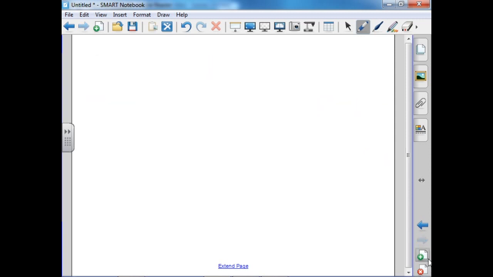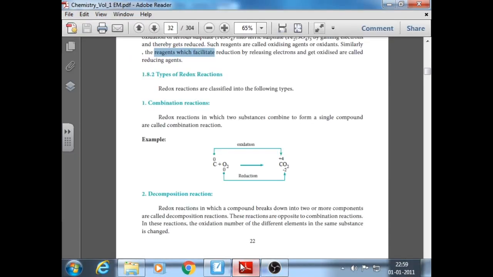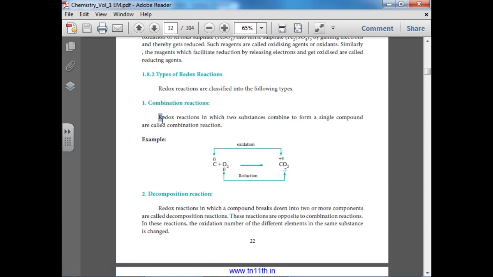The first one is combination. A combination is a redox reaction in which two substances combine to form a single compound. For example, carbon reacts with oxygen to form carbon dioxide.